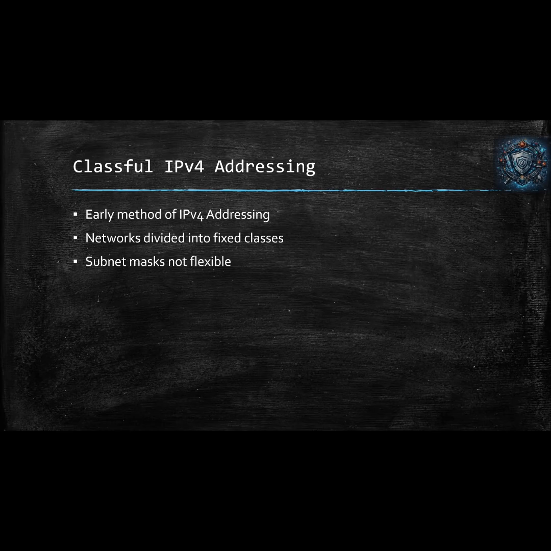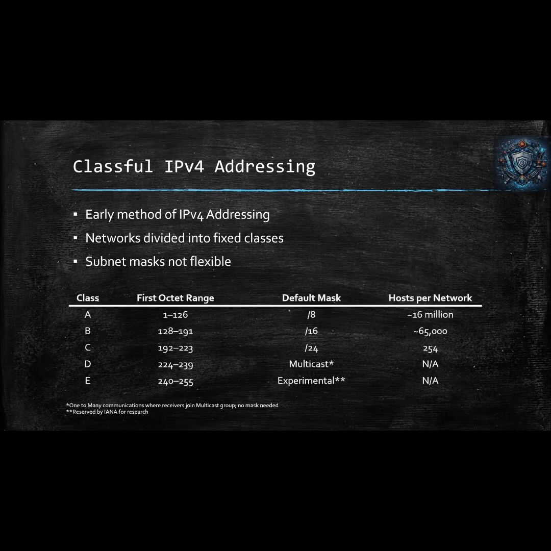But when we say not flexible, it means that if your first octet was in any one of these ranges, you were stuck with that default subnet mask. You could not vary. There was no variation in what kind of mask you could have. So we have Class A, Class B, and Class C for our users, or what we could assign things to. Class D is for multicast.